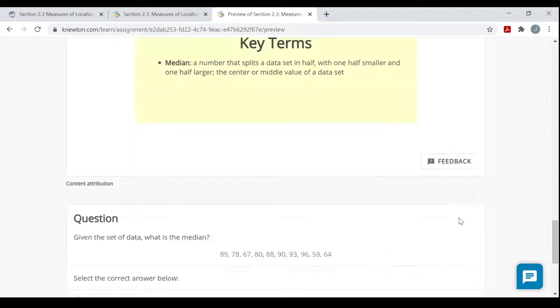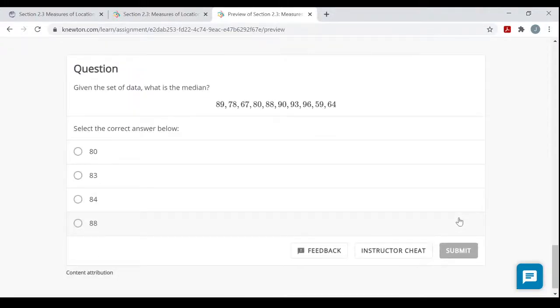So let's work on a problem. And I'll also show you how you can do this on your calculator if you want. So given the set of data, what is the median?